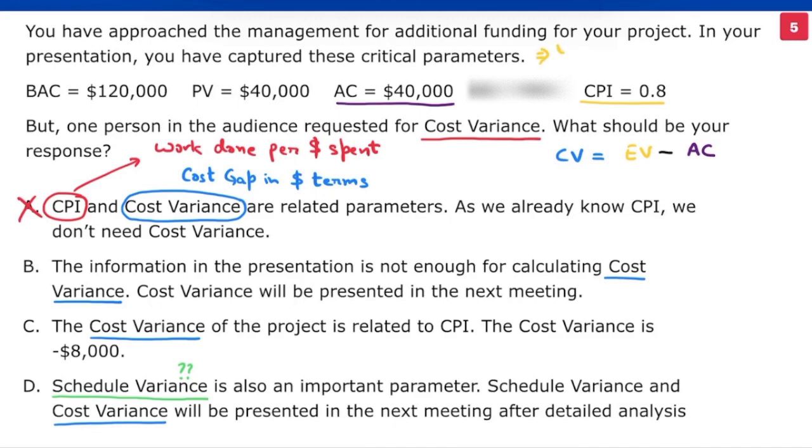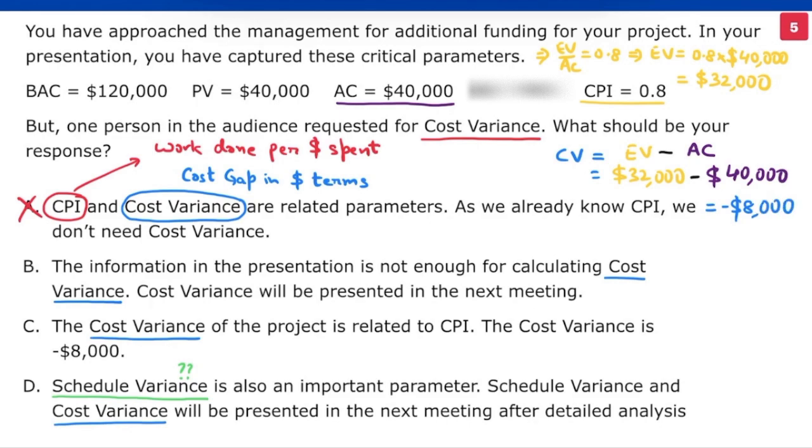CPI is earned value by actual cost. Therefore, earned value is $32,000. EV is $32,000. AC is $40,000. So, cost variance is minus $8,000. B and D are incorrect. C is the correct choice.